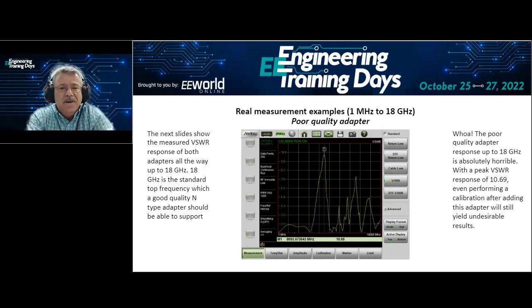Here's the poor quality adapter. It looks like a couple of mountains, or it's certainly a train wreck. I mean, a peak VSWR of 10.69. It's a miracle, to be honest, that the vector error correction can actually calibrate this out. But what happens when you have really bad VSWR, like really poor quality adapters, is you'll do a calibration, and that will take care of most of this issue. But that calibration will not be stable after that. The calibration will start drifting very rapidly because there's so much vector error correction being applied to try to fix this horrible response of this adapter that it's going to make your calibration unstable, and you'll have to recalibrate the instrument often if you're using these poor quality adapters.